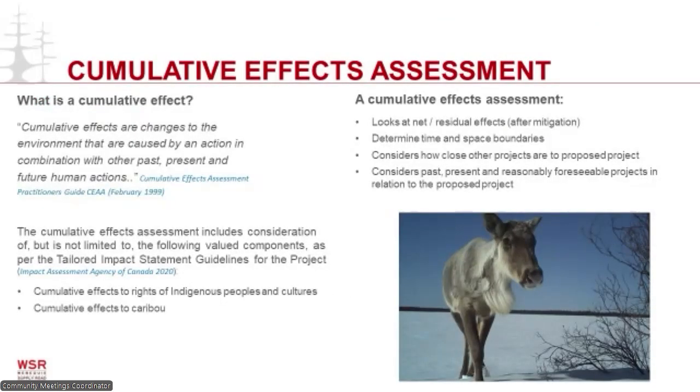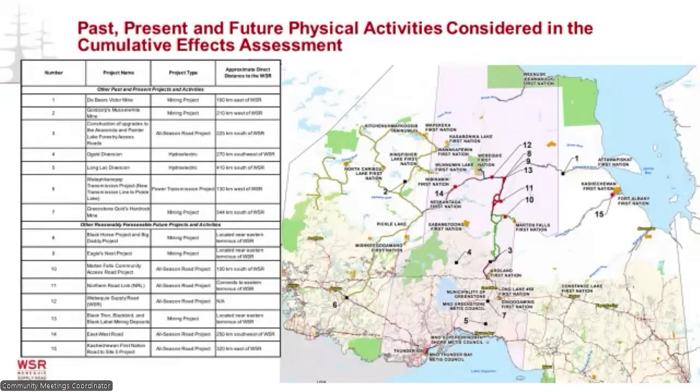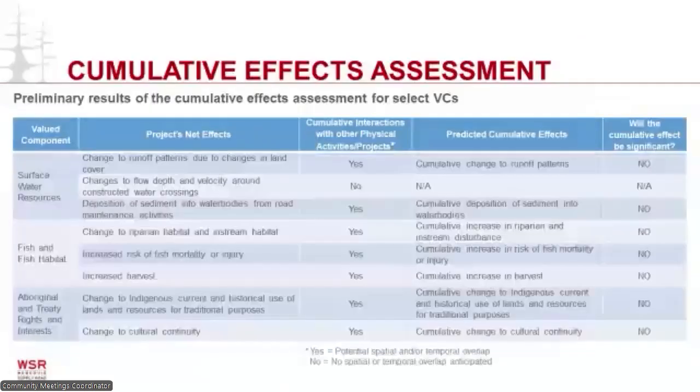Cumulative effects are the net effects of the project, combined with the net effects of other past, present, and future projects. It recognizes that the project does not sit alone in terms of impacts. There are a number of past, present, and future physical activities or projects in the general project region that are being considered in the cumulative effects assessment.